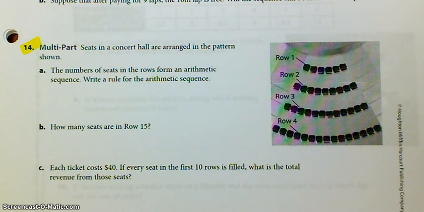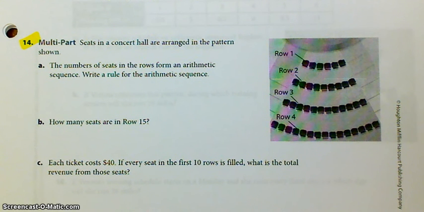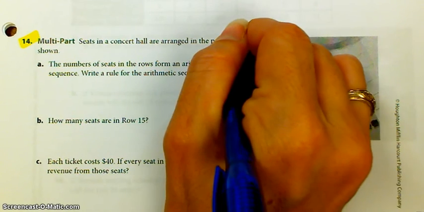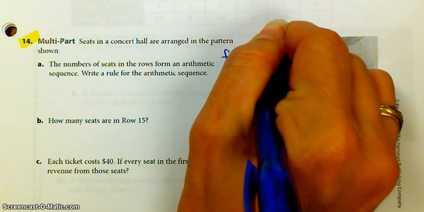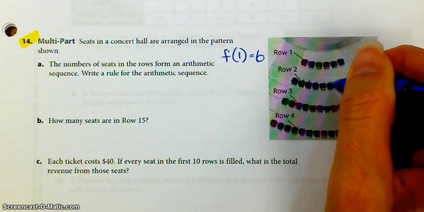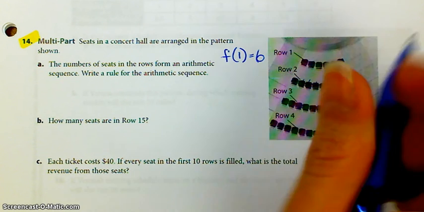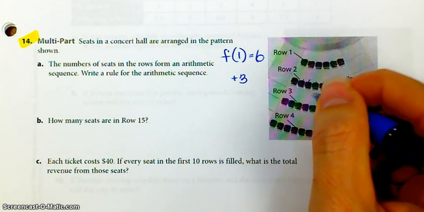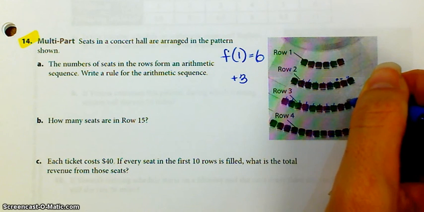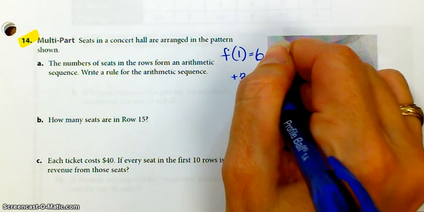All right, and then 14 we're going to do, and it's on page 180. So seats in a concert hall are arranged in the pattern shown. The number of seats in the rows form an arithmetic sequence. Write a rule for the arithmetic sequence. All right, so row 1 is going to be your f of 1, and there are 6 seats. 1, 2, 3, 4, 5, 6. All right, I've added 3 seats. Let's make sure that that's the same. 1, 2, 3, 4, 5, 6, plus the 3 from the last one, yep, 3 more. Okay, so the common difference is going to be 3.